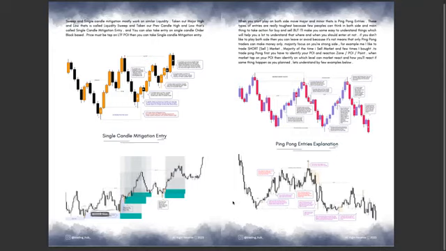First day, start from ping pong and the other entries. First thing, yes, this is the inducement. First thing, marking the structure. Okay, once you start mapping the structure correctly, then start identifying the inducement. Okay, focus on one point at a time.